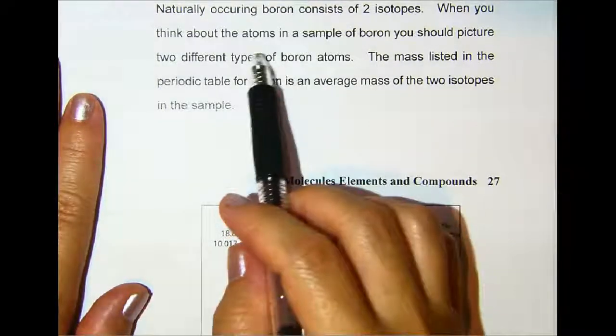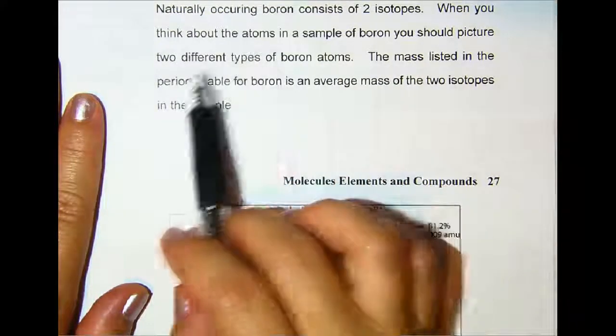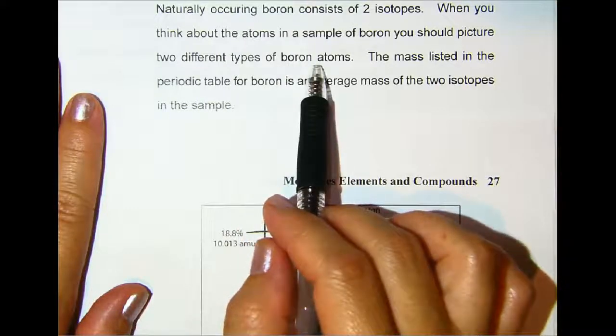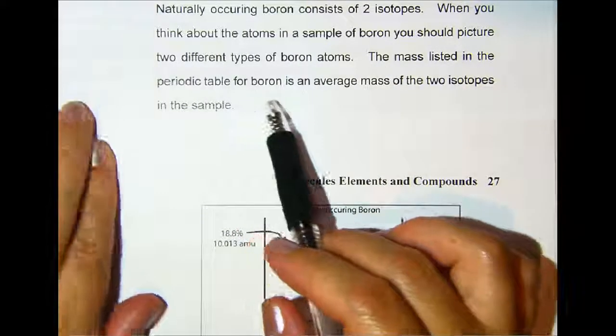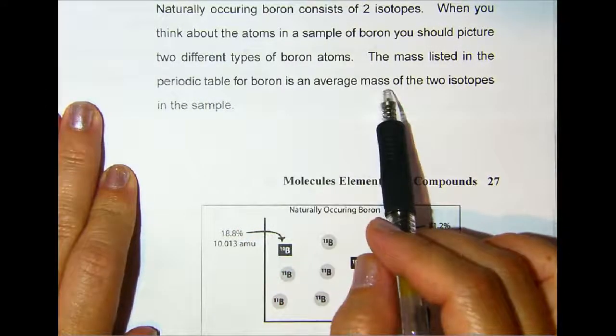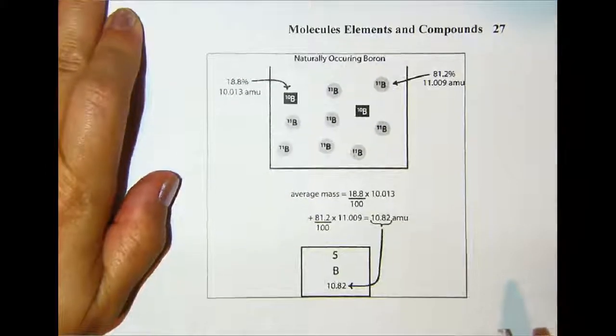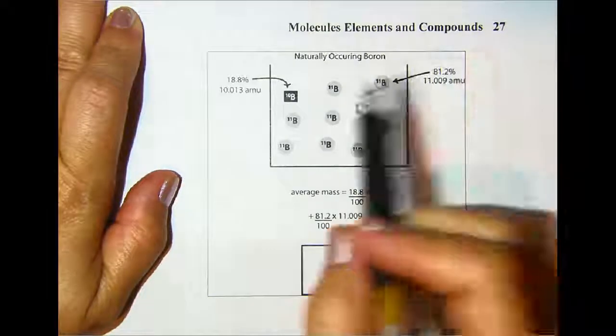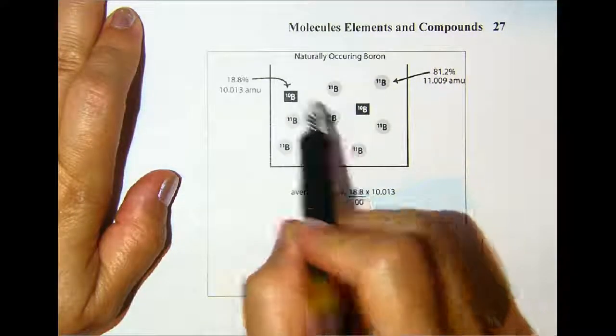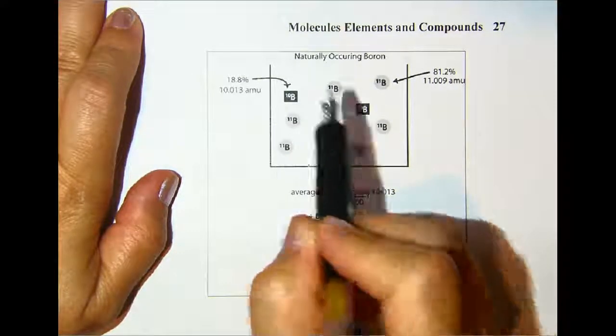Naturally occurring boron consists of two isotopes. When you think about the atoms in a sample of boron, you should picture two different types of boron atoms. The mass listed in the periodic table for boron is its average mass of the two isotopes in the sample. So if we look here at this diagram, we have two different borons, boron 10 and boron 11.